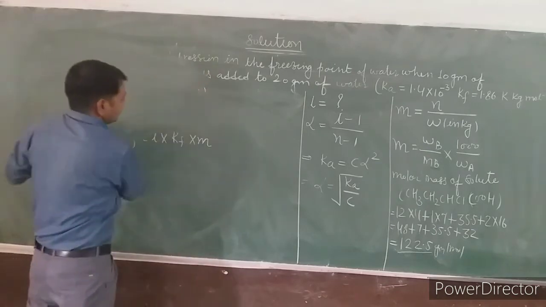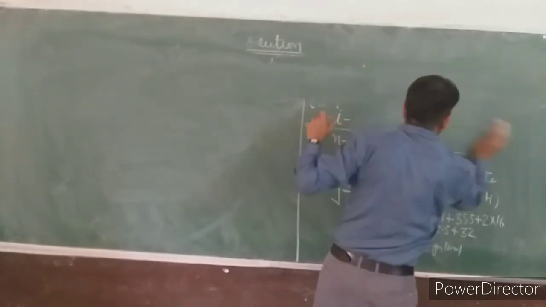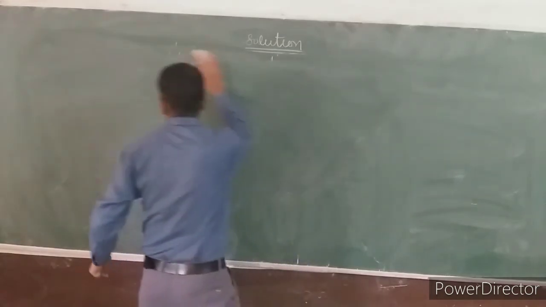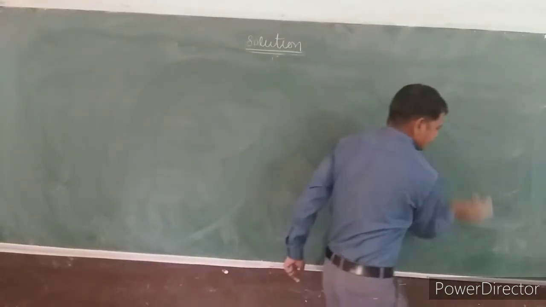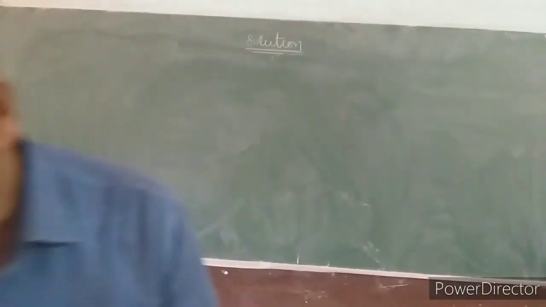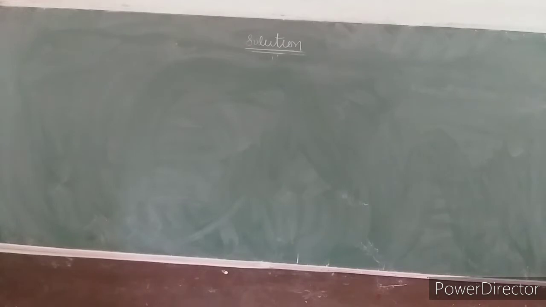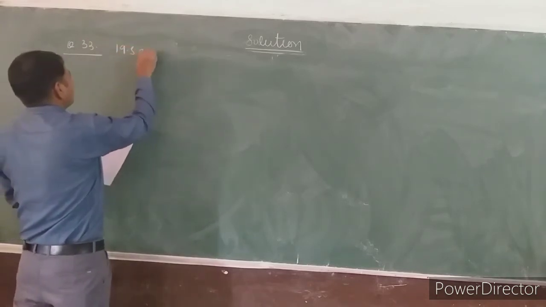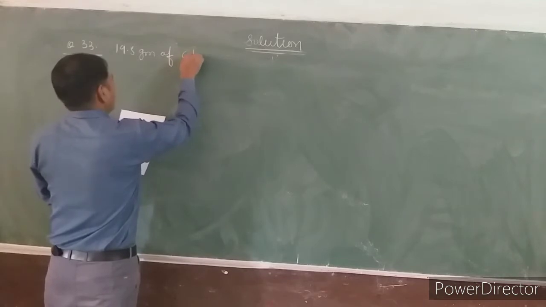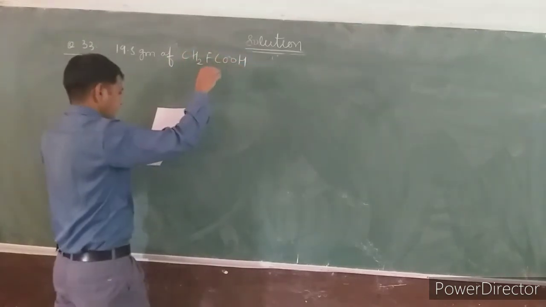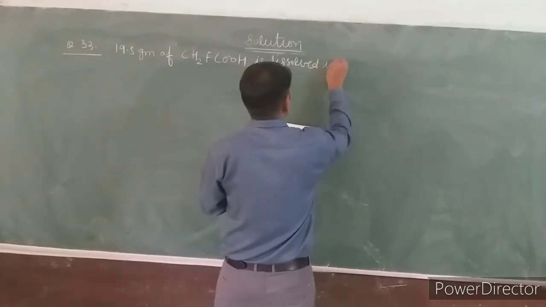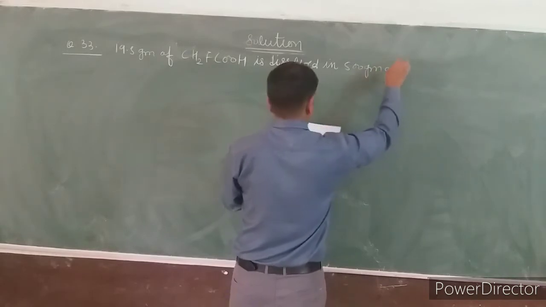In the same way, some other problems are also based on the Van't Hoff factor and extent of ionization, extent of dissociation or association. The second problem based on this concept is question number 33, and the question is that here 19.5 gram of fluoroacetic acid is dissolved in 500 gram of water.